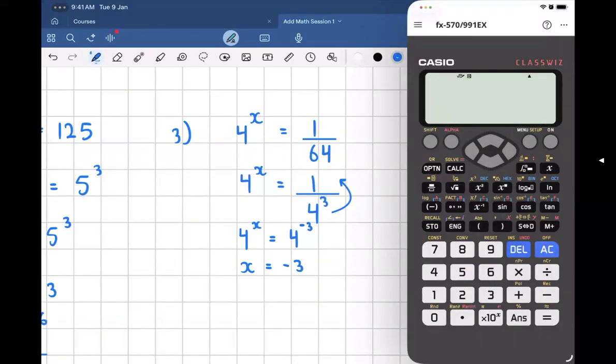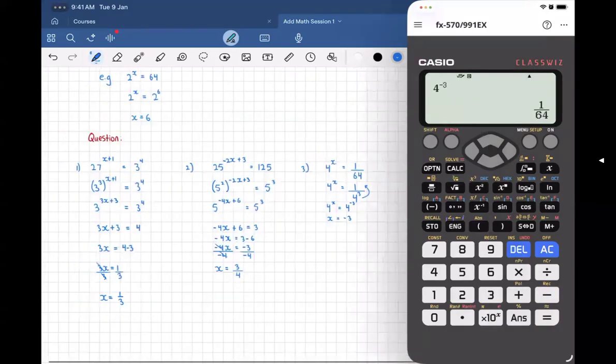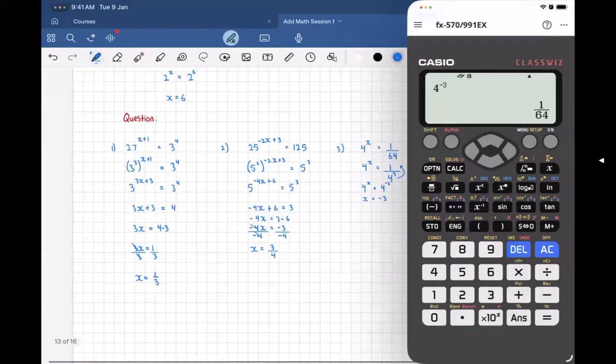You do 4 to the power of minus 3. Bam. Am I getting the right-hand side? Yes. Great, so we're good. Nice.